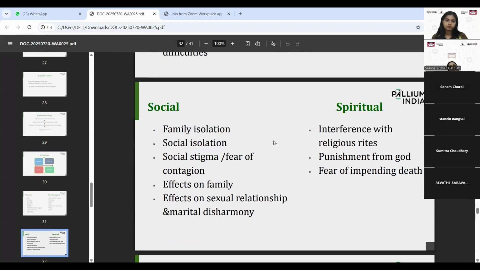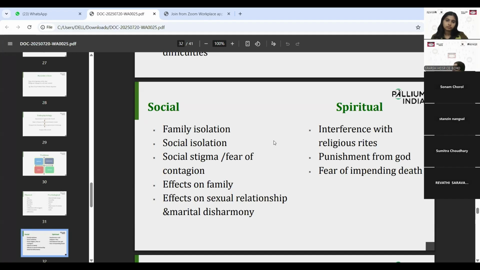Then social problem, family isolation. Previously, I have said in psychological problem, the patient's family may think it is contagious. It will spread to us. Then the patient's disturbed image will disturb their mind, their peace. They are denying the patients. They won't take care of the patients. Most of them won't take care because of the smell, because of lack of awareness. So social problems will also appear there.